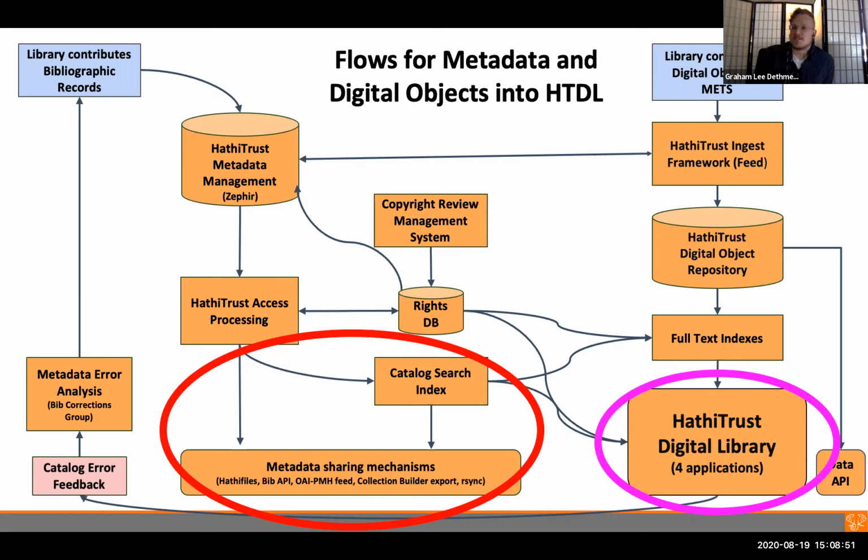Rights metadata and designations are added at the Zephyr portion of the process, but changes can occur at this point if there are external data that affect the rights for an object that are beyond what can be programmatically decided via algorithm. It is from this staging point that many of the sharing mechanisms are generated, as well as the catalog search index.